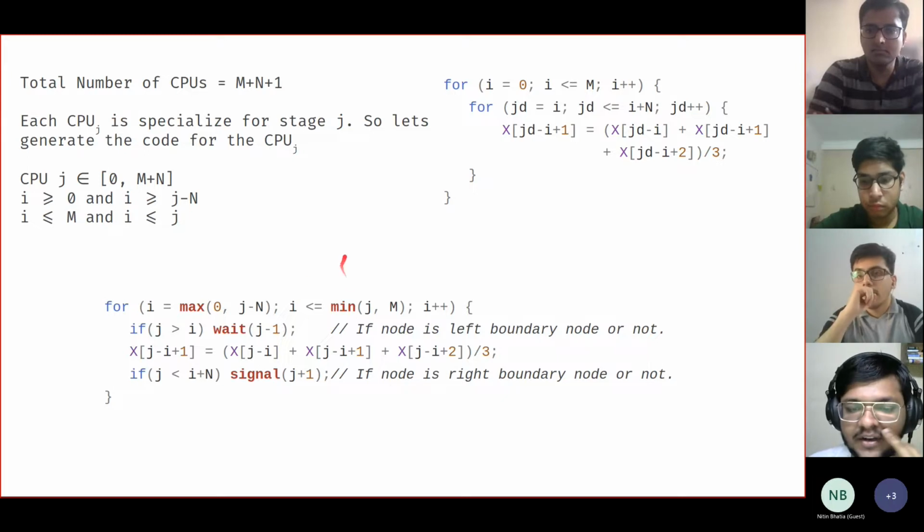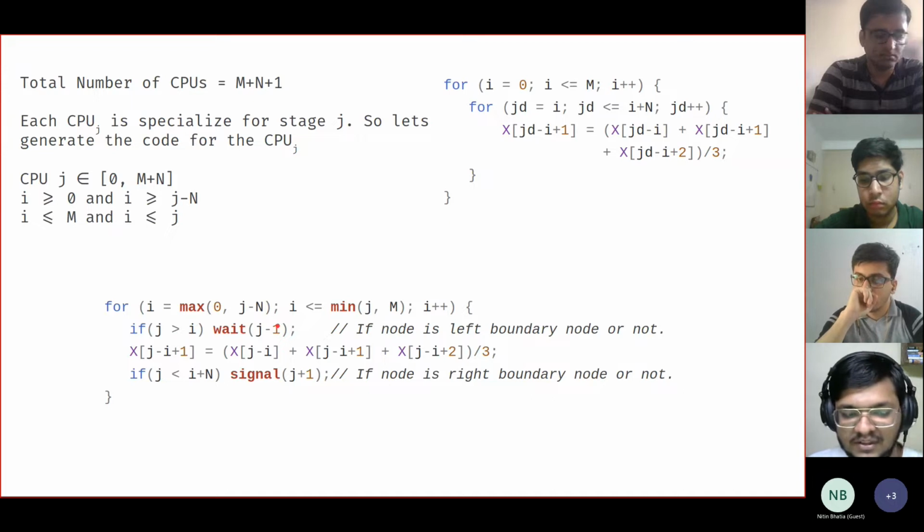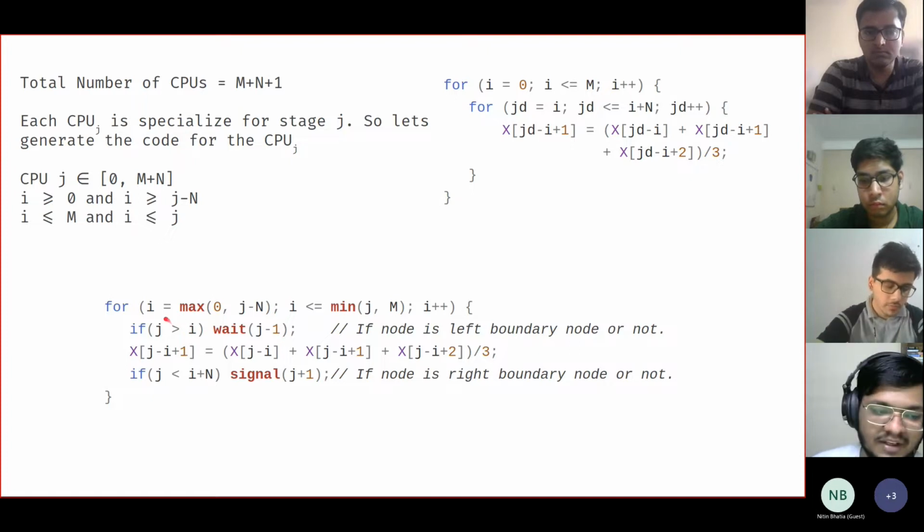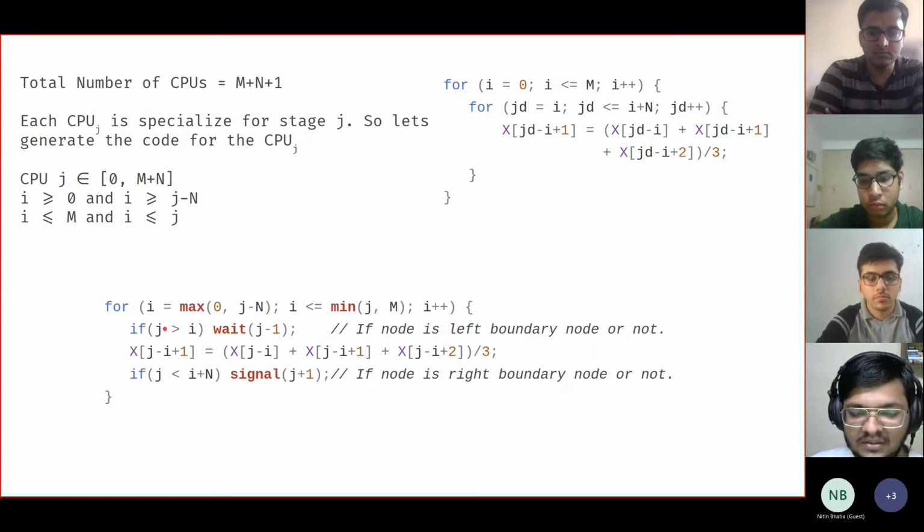As we have seen, left boundary nodes didn't need to wait for a signal, and right boundary nodes didn't need to give a signal to the next processor. The left boundary is where x equals y. So whenever j is greater than i, our particular point is inside and not on the boundary, so we have to wait for the previous CPU. The same applies to the right boundary, which is where y equals x plus n. When we are inside, we need to give the signal, and when we are on the right boundary, we don't need to give the signal.